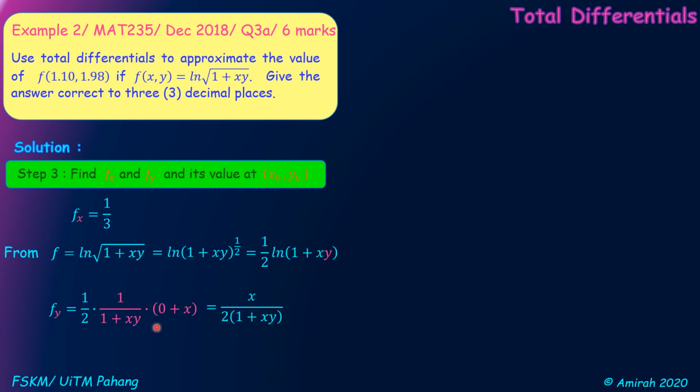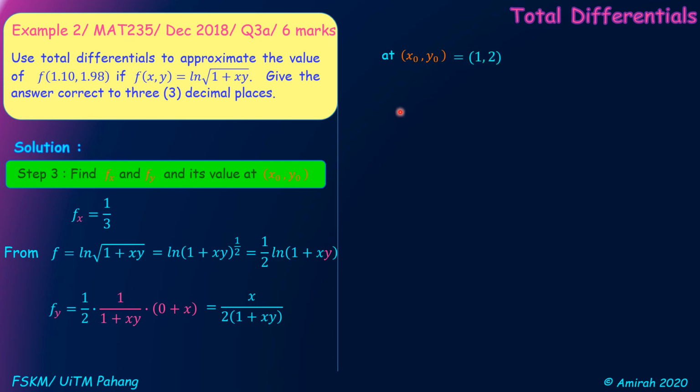And after that, we simplify. So we get x in numerator over 2 times 1 plus xy. Okay. After that, we can find fy at x naught, y naught. Okay. Alright. And then we replace x naught equals 1 from the previous slide. Okay. From step 1, x naught equals 1 and y naught equals 2.